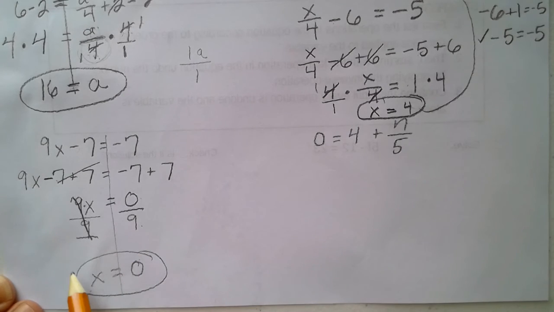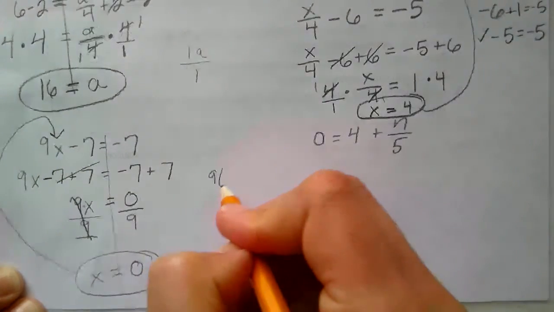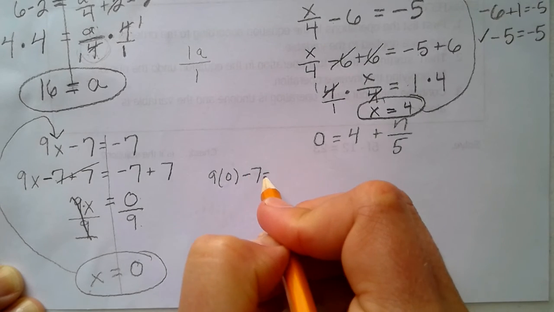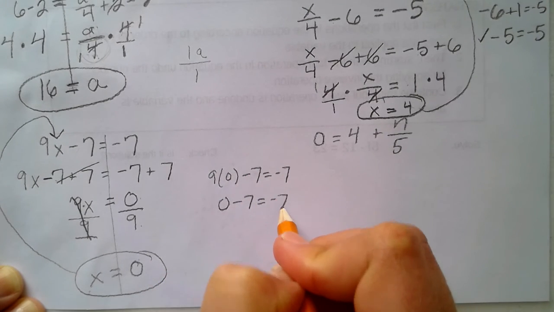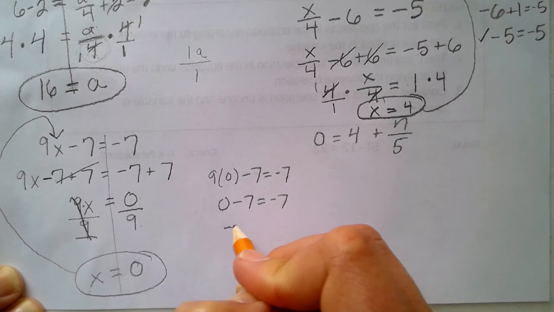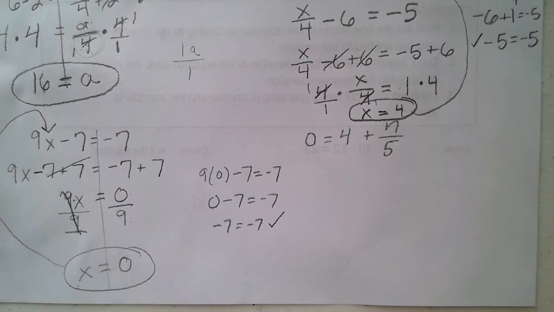And if you plug that back in, does 9 times 0 minus 7 equal -7? Does 0 minus 7 equal -7? Yes, it does. -7 equals -7. So we're good. All right, last example here in problem set 2, and then you're ready to roll.